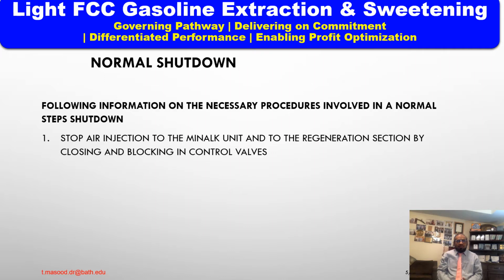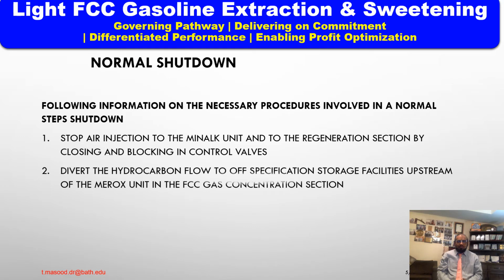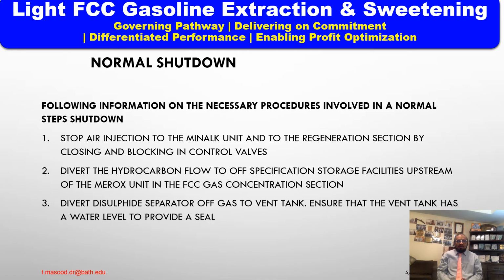Okay, first, stop air injection to the Merox unit and to the regeneration sections by closing and blocking in the control valves and flow controller, that is also known as a block valve on both sides. Okay, number 2, divert the hydrocarbon flow to off specification storage facilities upstream of the Merox unit in the FCC gas concentration section. Number 3, divert the disulfide separator gas to the vent tank. Ensure that the vent tank has a water level to provide a seal.